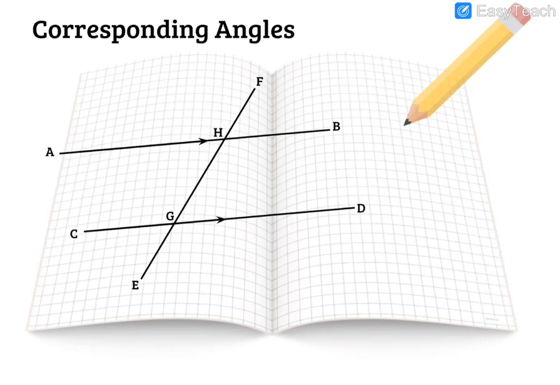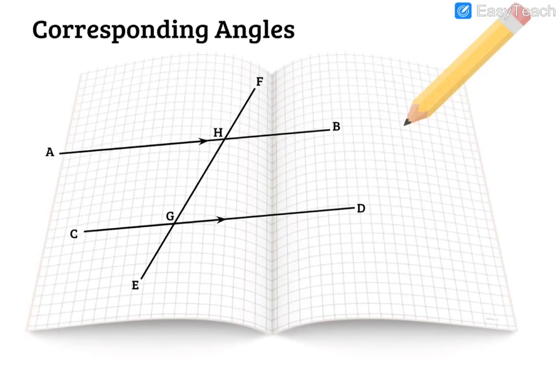AHB and CGD are both parallel lines, and then I've got this other line that's cutting through them. This EGHF line is cutting through my two parallel lines. And the angles that we say are corresponding to each other are the ones that are in the same place, in the corresponding place on the diagram, on each side of the parallel line. So up here and down here we get these crossy bits that look the same.